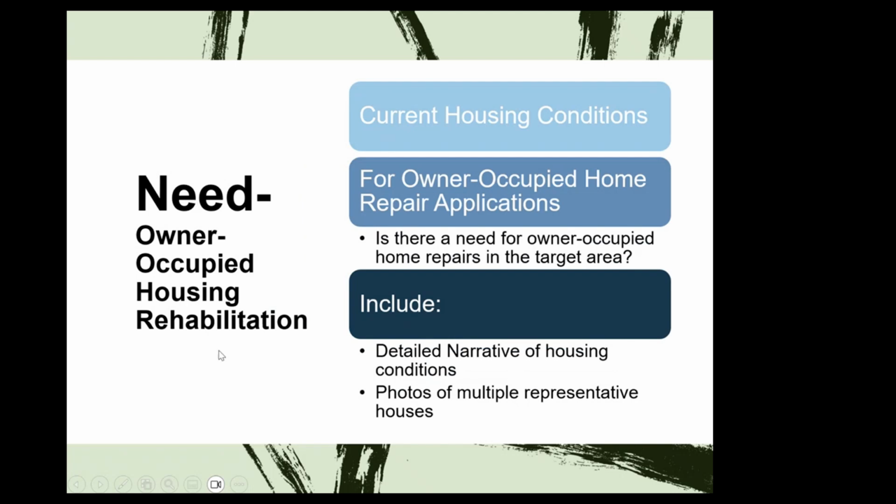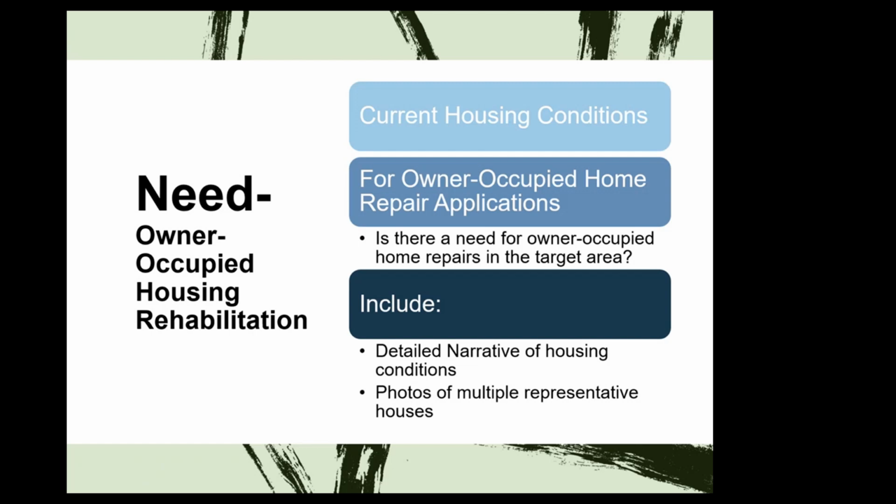So with owner occupied housing rehab underneath, we're looking at your current housing conditions. For owner occupied repair applications, you have to ask yourself when you're filling out your application, because you need to understand, is there a need for owner occupied home repairs in your target area? You want to make sure that your target area is an area of need, because if it's a lower poverty rate, you're going to receive less points.